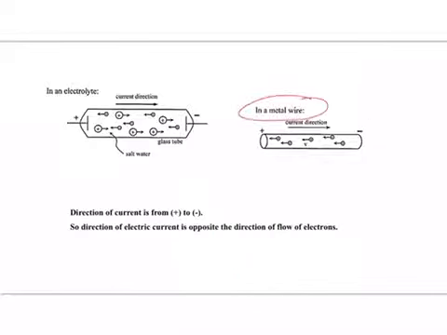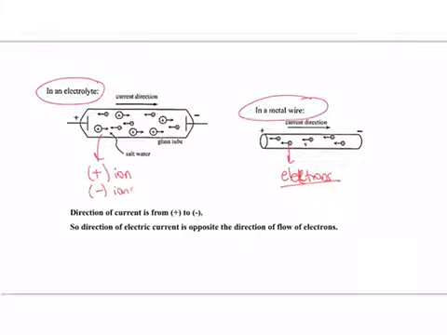In a metal wire, the charges are carried by electrons. You see here, these are the negatively charged particles, the electrons. Electrons are the moving particles which carry negative charges, because the protons do not move. But in an electrolyte, we have positively charged ions and negatively charged ions, and both ions can move. So they both carry or form current.